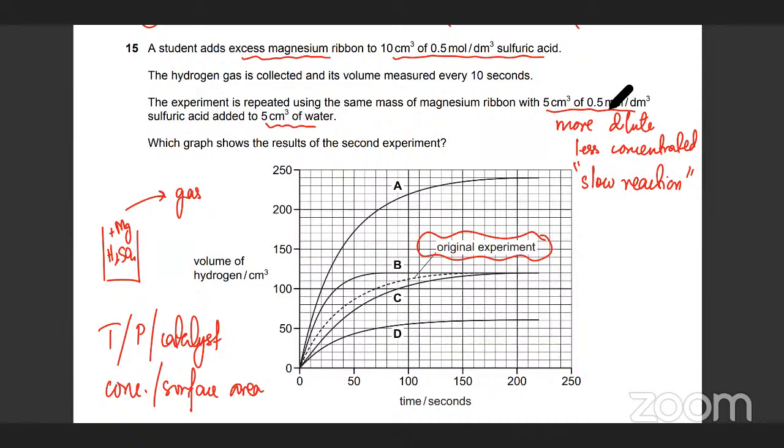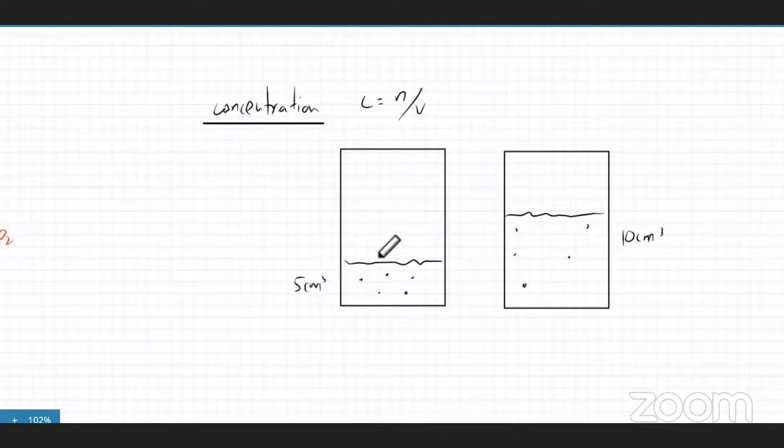So the concentration is no longer 0.5 mole per dm cube. Instead, it's going to be lesser because you've added water to it. So I'm just going to revise all of it. You've got concentration. And remember, concentration only matters for solutions or for gases. Their concentration changes. For solids, the particles are always tightly packed.